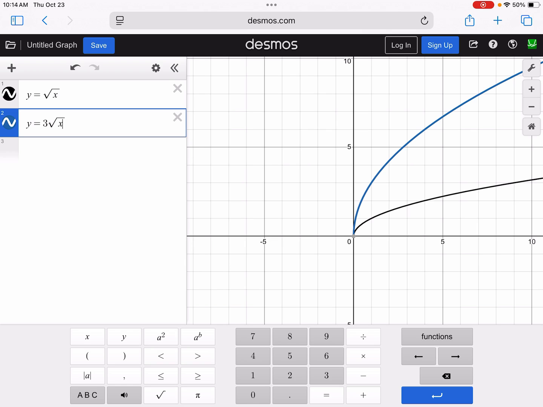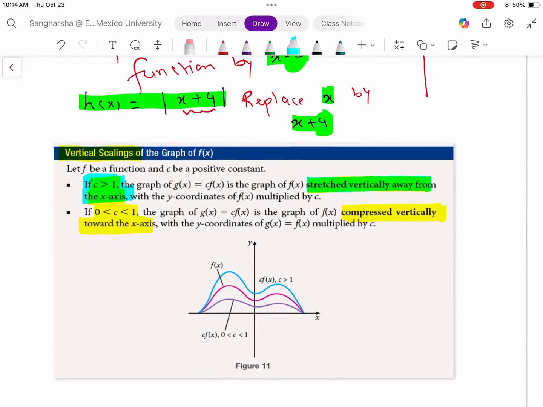On your exam, you can use your graphing calculator. Or you can also use a table to graph, and if you have a calculator, you can use it and show this graph. So this is the case when we multiply our function by a number greater than 1. The graph is vertically stretched away from the x-axis. Okay, now let's see the next one.